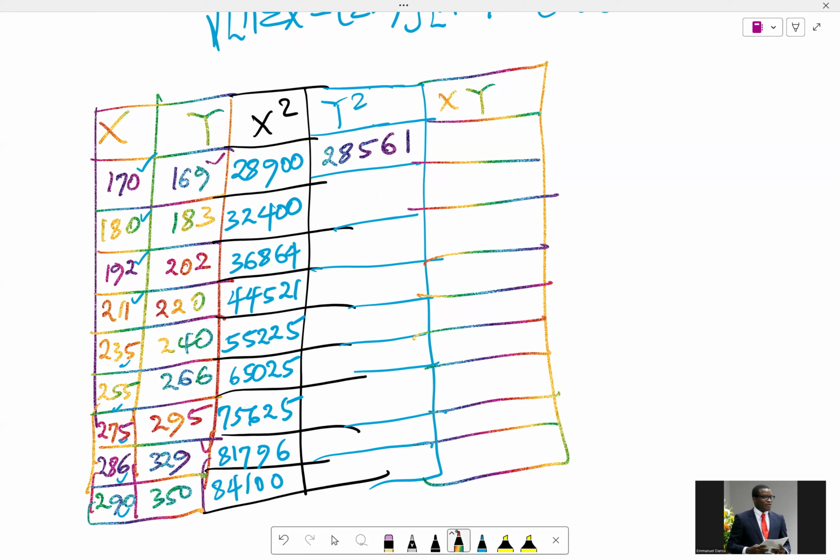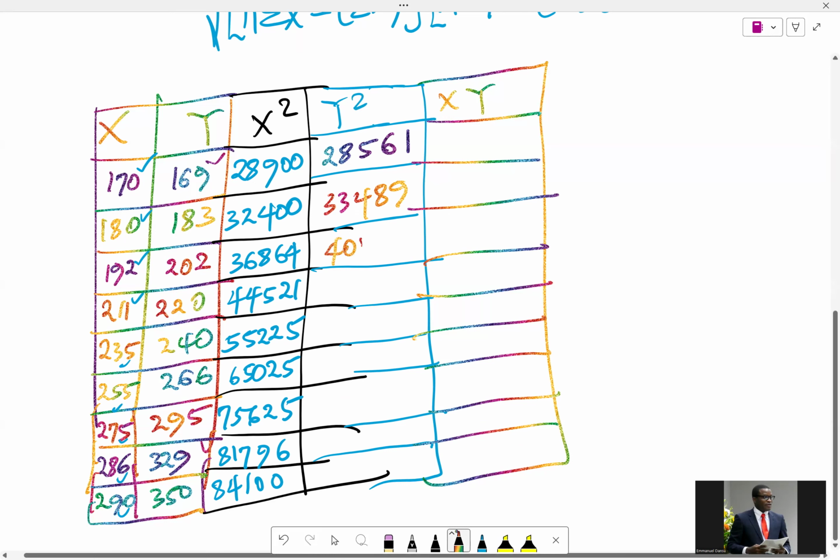183 raised to power 2, that is 33489. Then we have 202 raised to power 2, that is 40804. Then we have 220 raised to power 2, that is 48400. Then we have 240 raised to power 2.